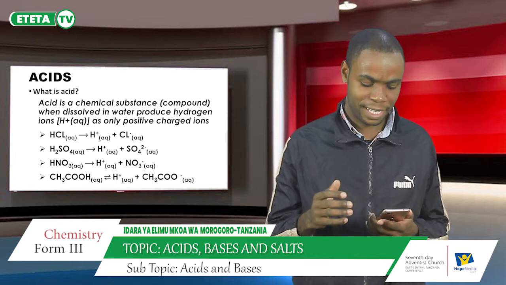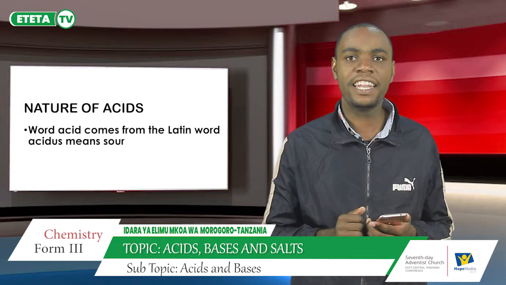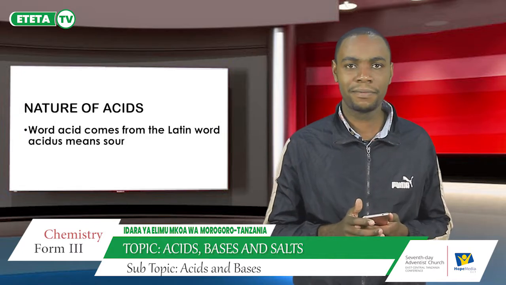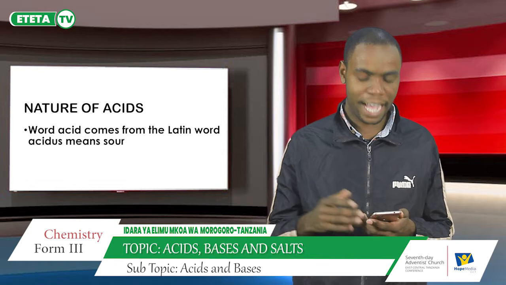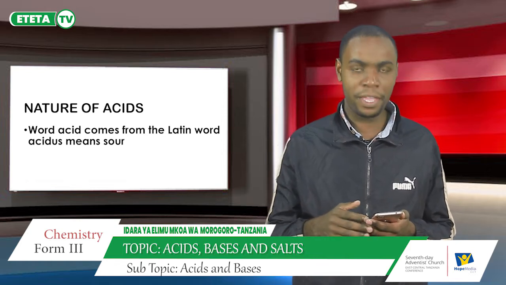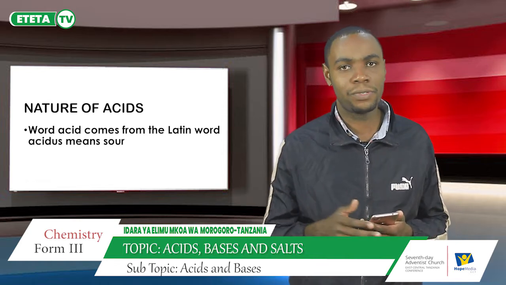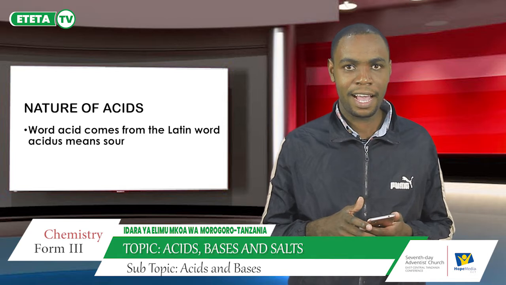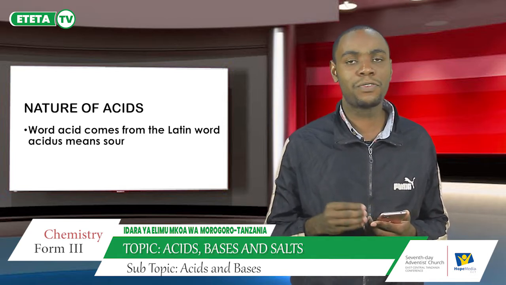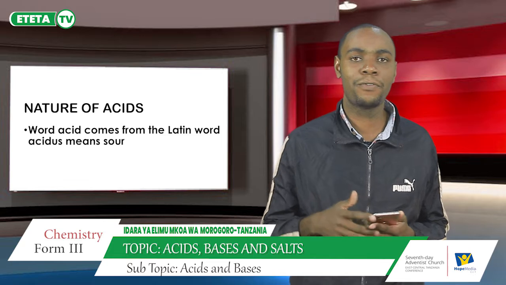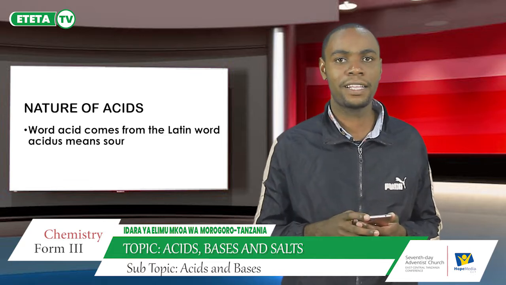Now let's go to discuss another part which is called the nature of acid. So the word acid itself comes from the Latin word acidus, which means sour. The word acid comes from the Latin word acidus. The meaning of acidus is sour.